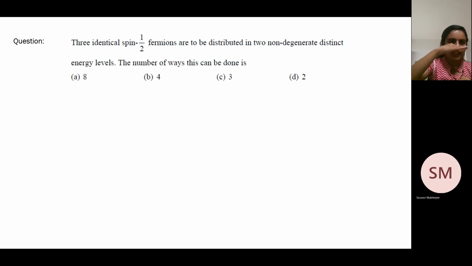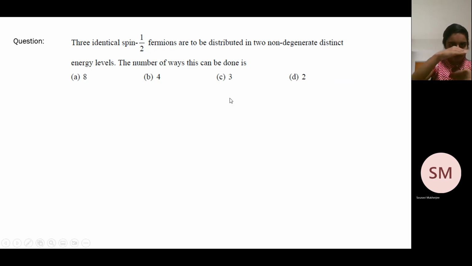You have two energy levels and you have spin-half fermions. Each fermion, because of its spin, has a degeneracy of 2s plus 1, that is 2, right? Why? Because each of the fermions can be either in the spin up or in the spin down state, right? So now what is the total number of states that is available to you? The total number of states is 2.